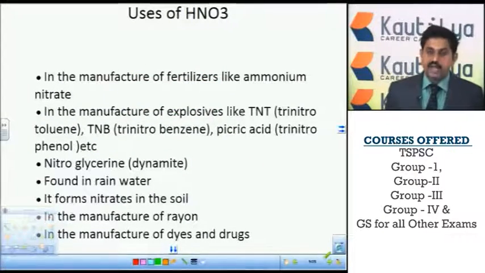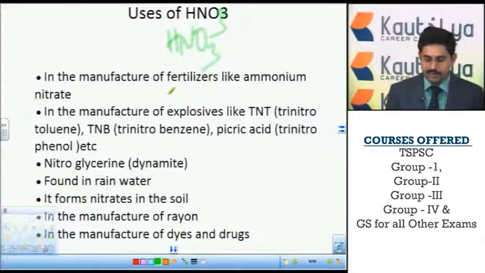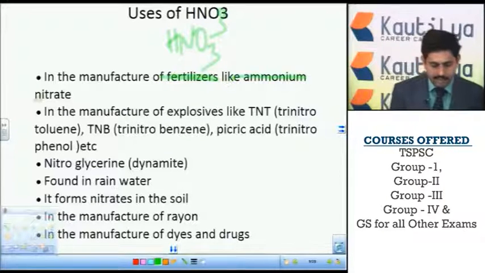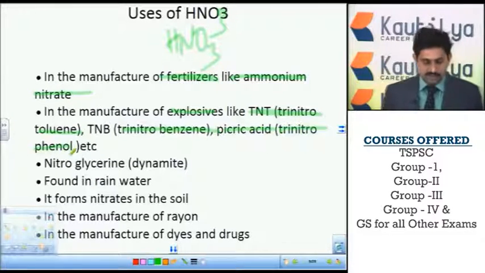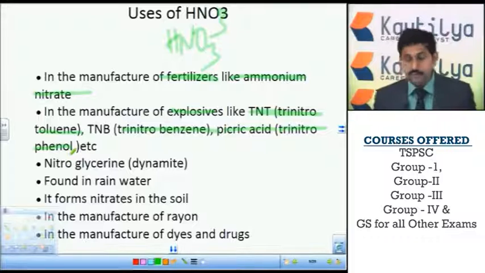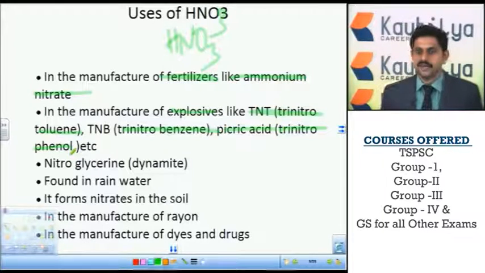Then HNO3. This is used in the manufacturing of fertilizers like ammonium nitrate and in the manufacturing of explosives, which is very important. TNT, trinitrotoluene, TNB, trinitrobenzene, and picric acid, trinitrophenol, TNP. These three are useful explosives, and nitric acid is used in making them.